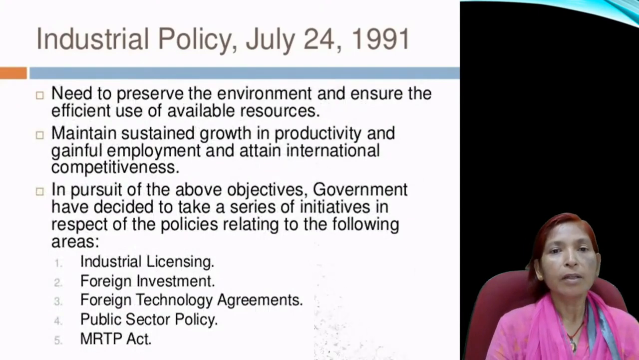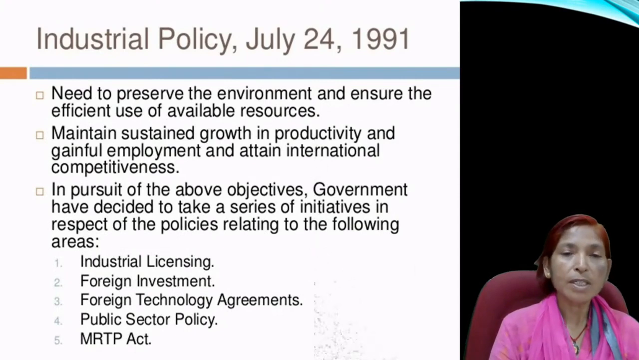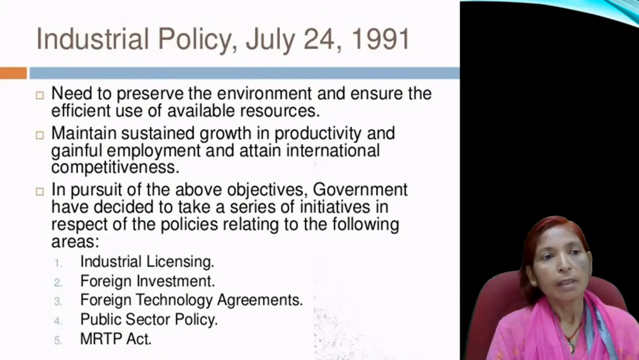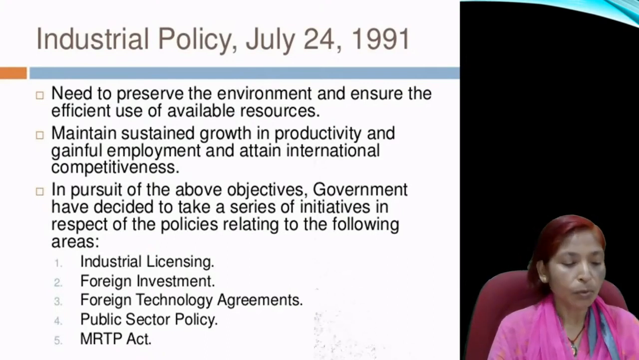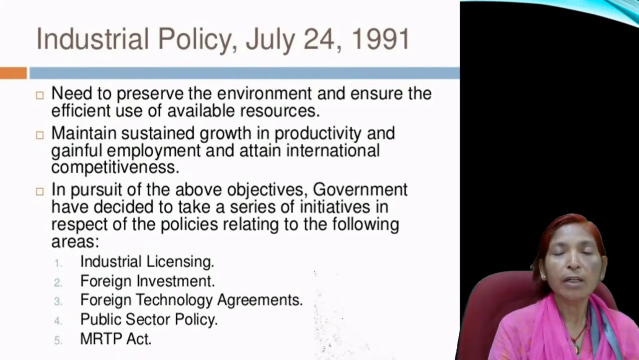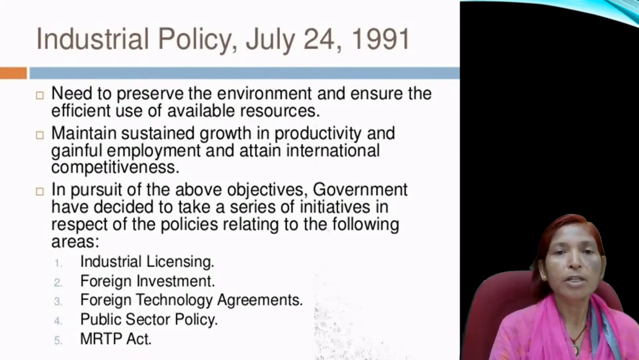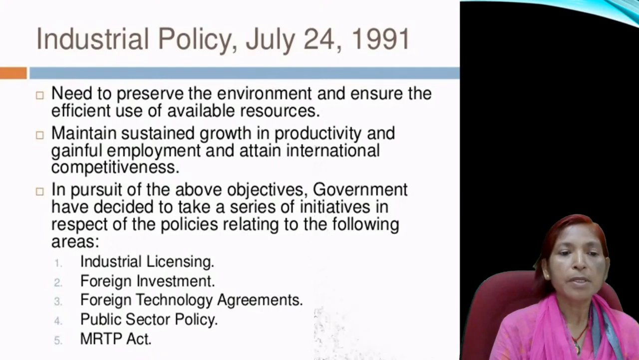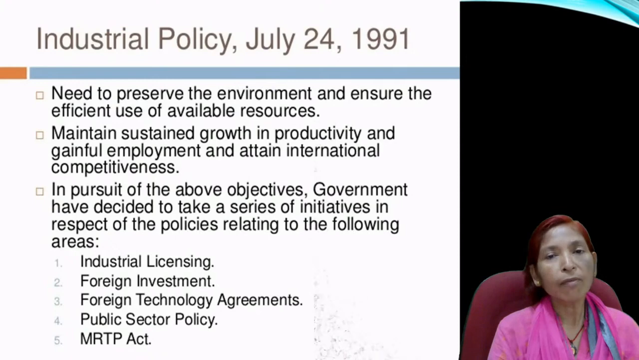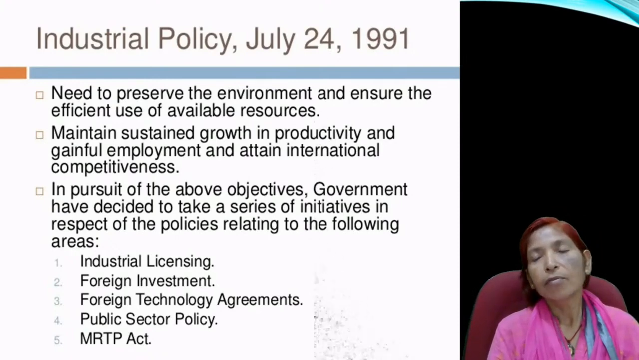In this industrial policy, government mainly followed LPG, liberalization, privatization, globalization, which are the main instruments of the new economic policy. The industrial policy of July 24, 1991 mainly focuses on preserving the environment and ensuring the efficient use of available resources, maintaining sustained growth in productivity and gainful employment, and attaining international competitiveness. In pursuit of the above objectives, government has decided to take a series of initiatives in respect of the policies relating to the following areas.